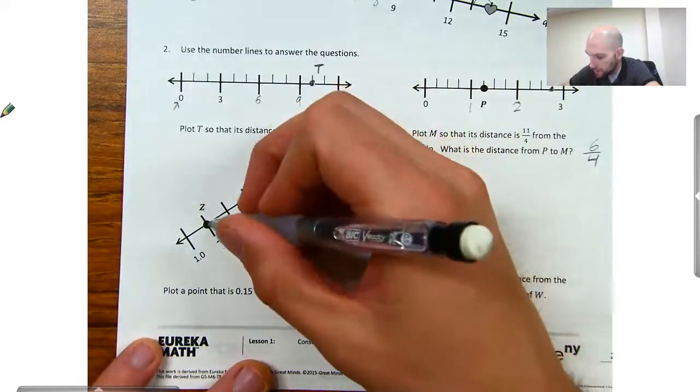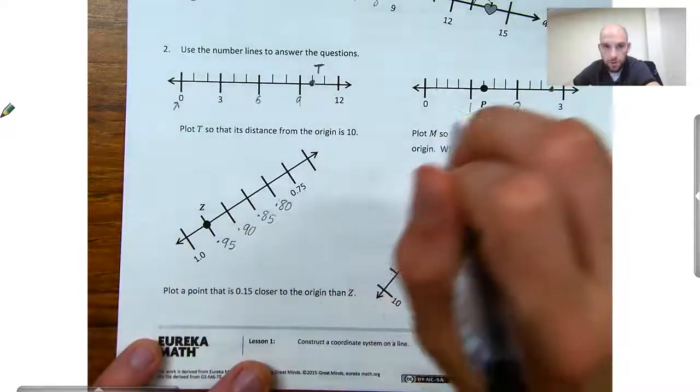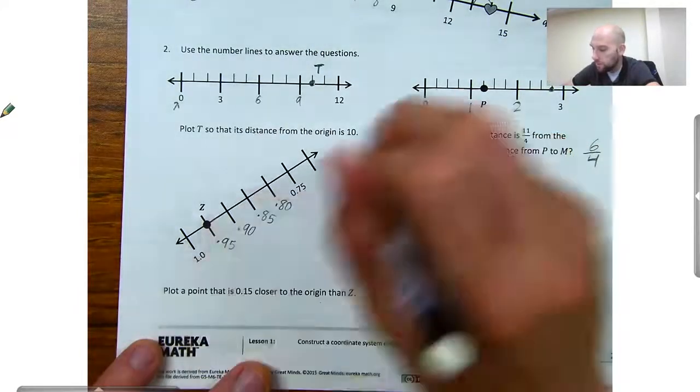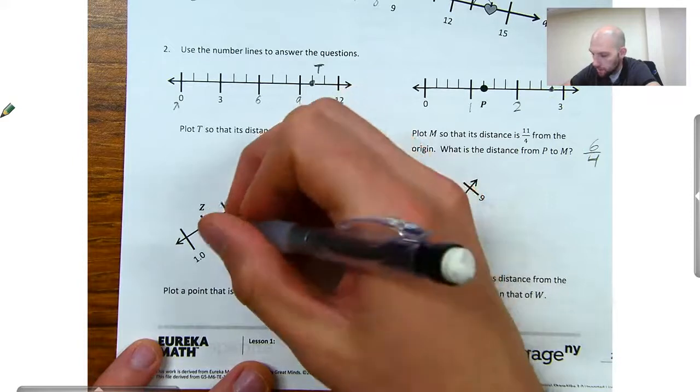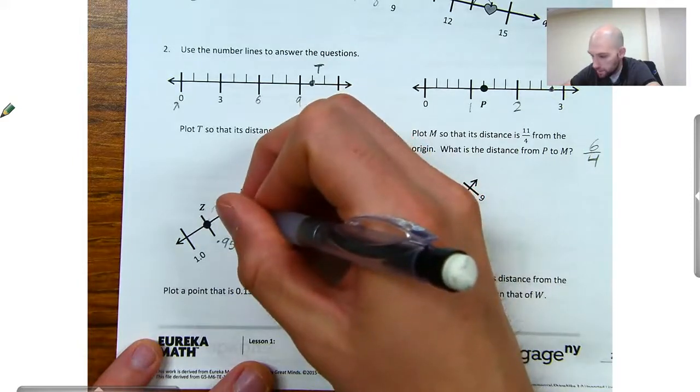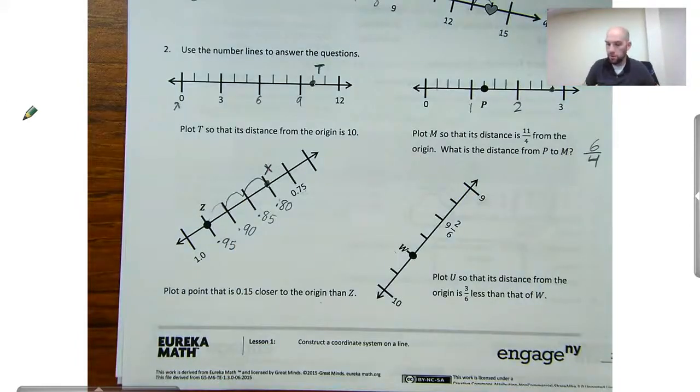So we have Z right here, and we're going toward the origin, toward the right here, because 0 would be somewhere down this way. We'll go 5, 10, 15, 15/100. And it doesn't tell us what we want to call that point, so, well, we have Z. Let's call this one X. And that's going to be 0.15 closer to the origin than Z.